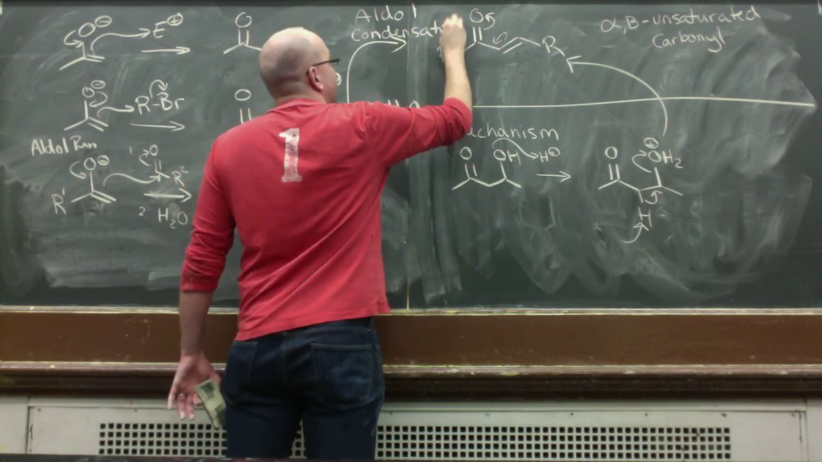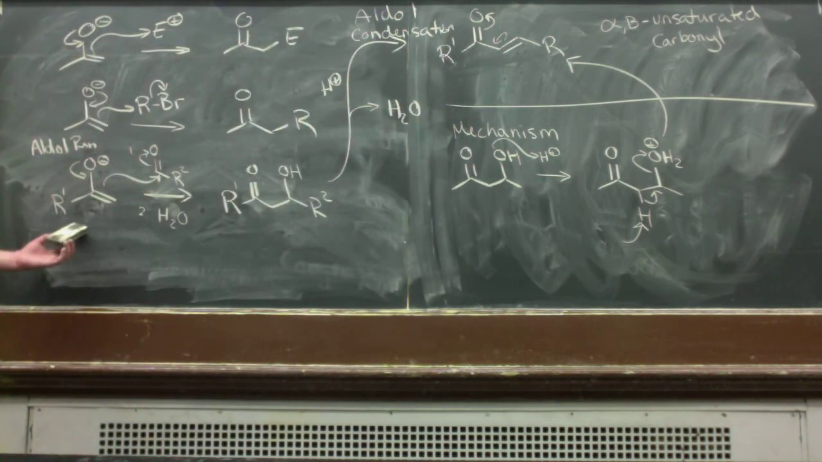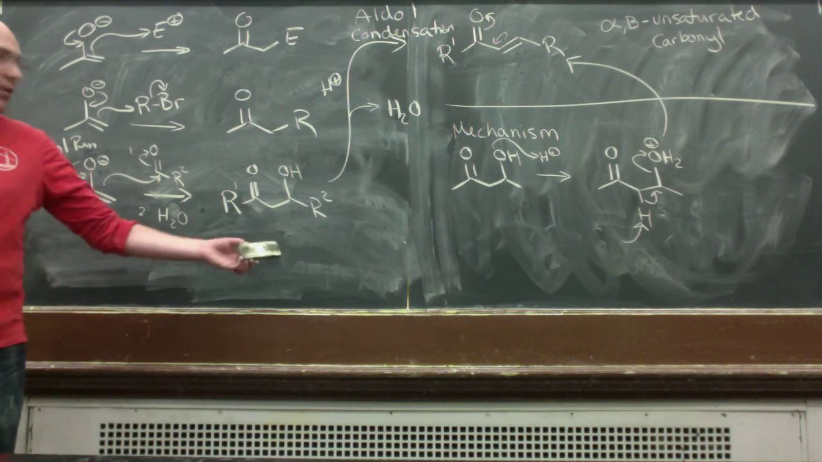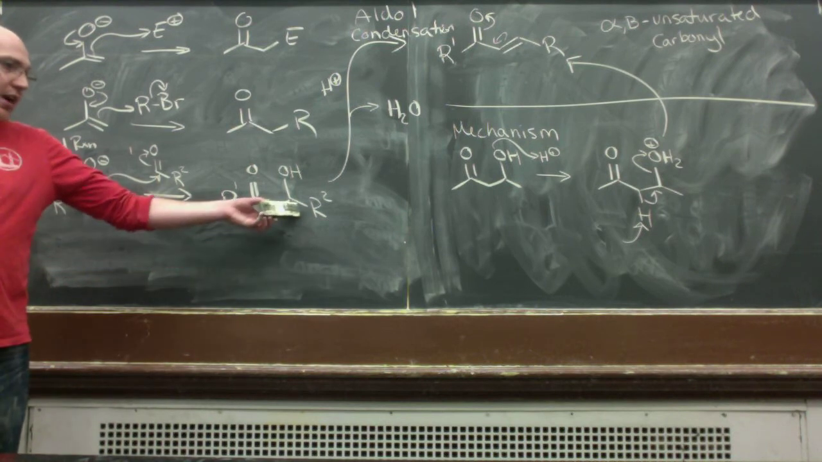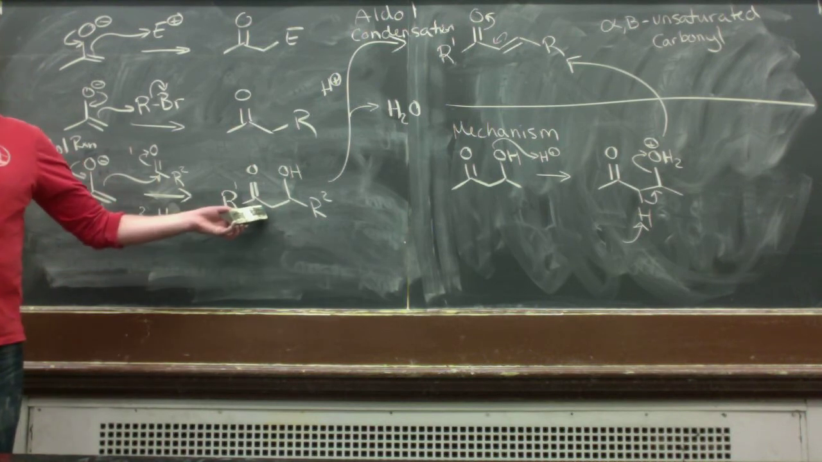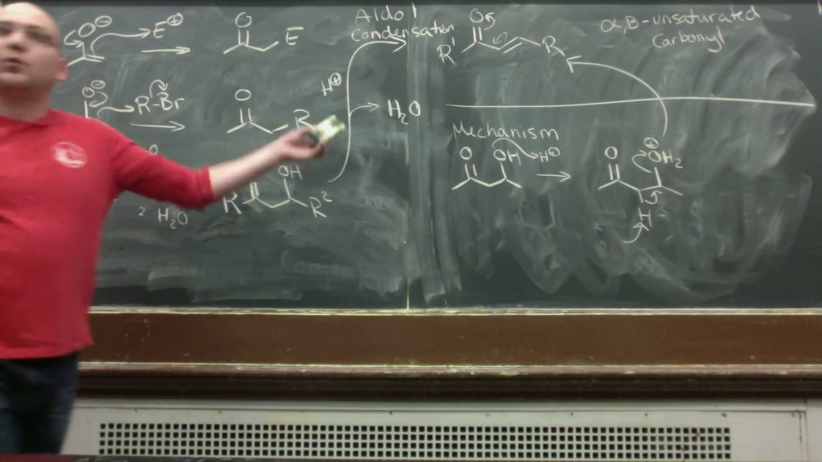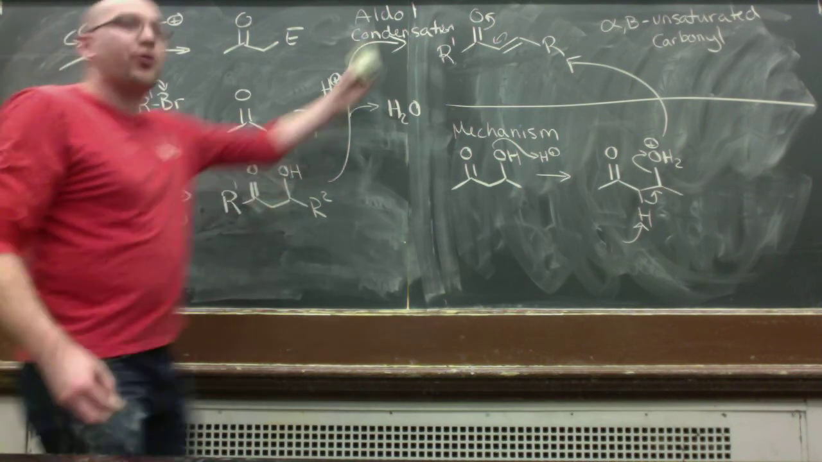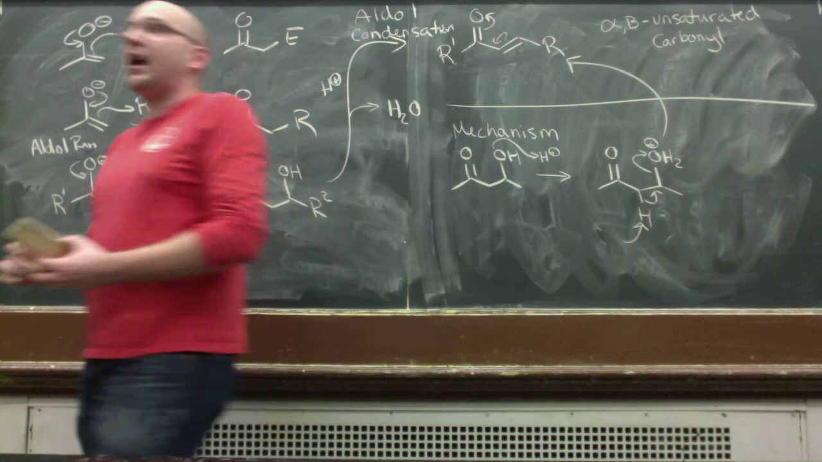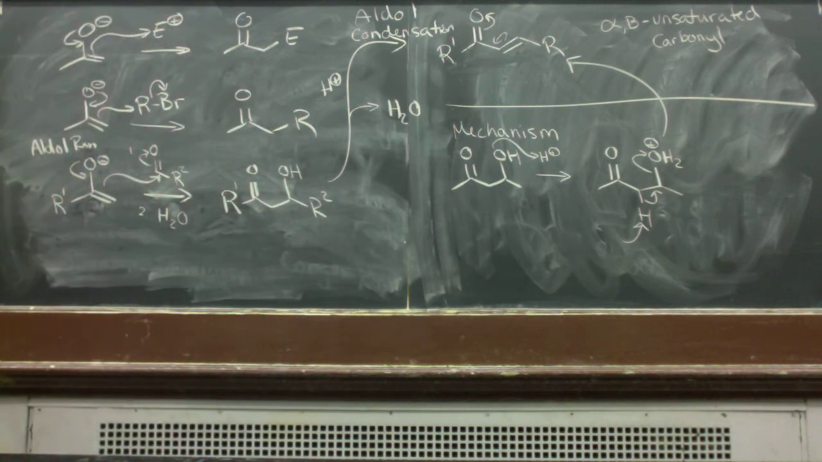So when we refer to an aldol reaction, what we're referring to is simply the reaction to the beta hydroxyl ketone. When we refer to aldol condensation, what we're talking about is this overall process to the alpha beta unsaturated ketone or ester, alpha beta unsaturated carbonyl.